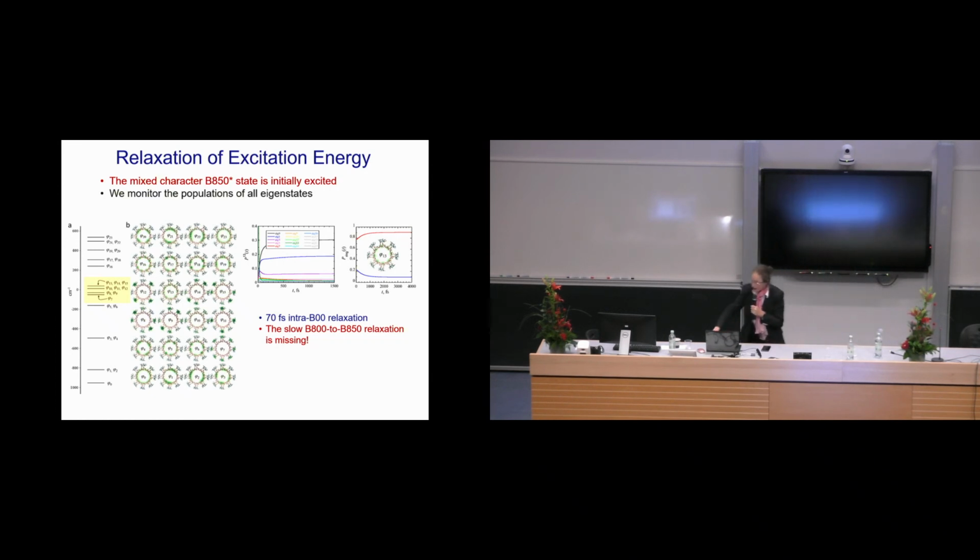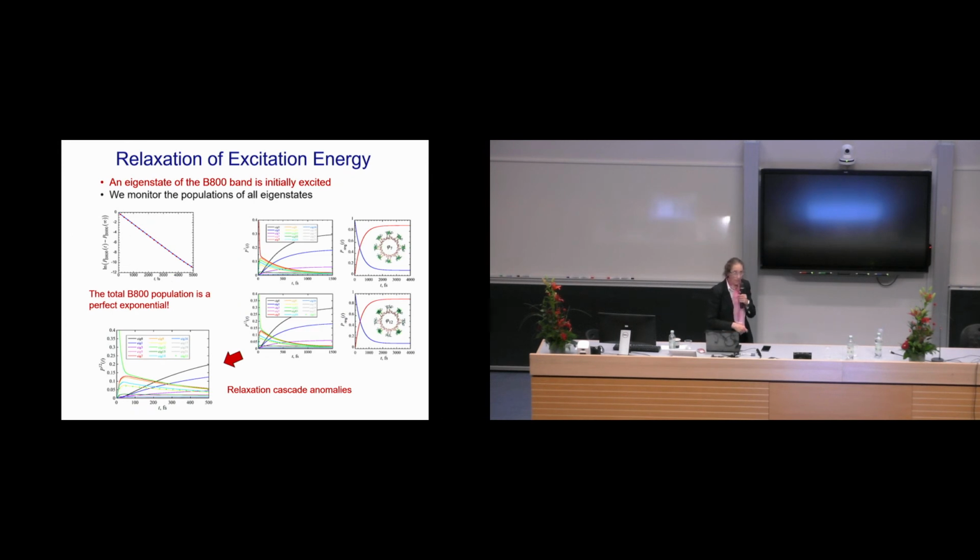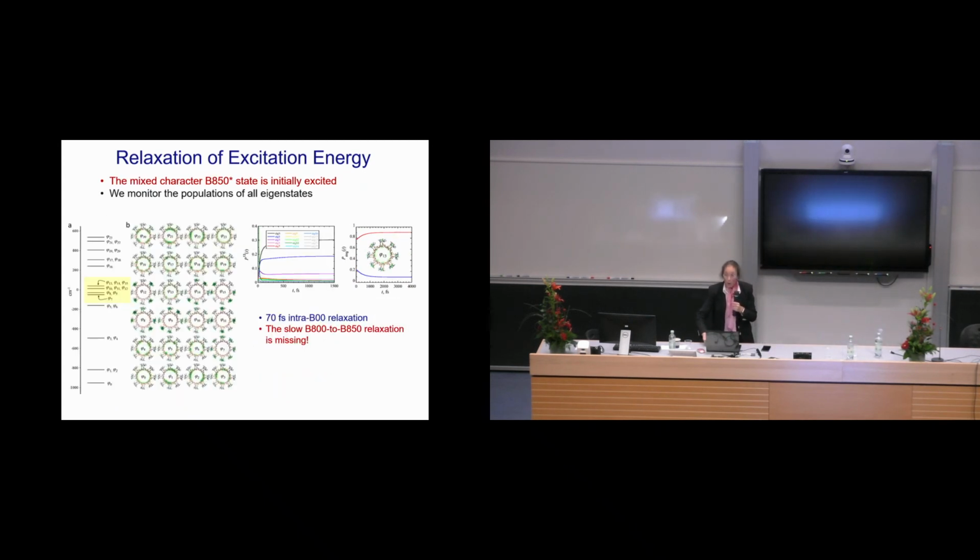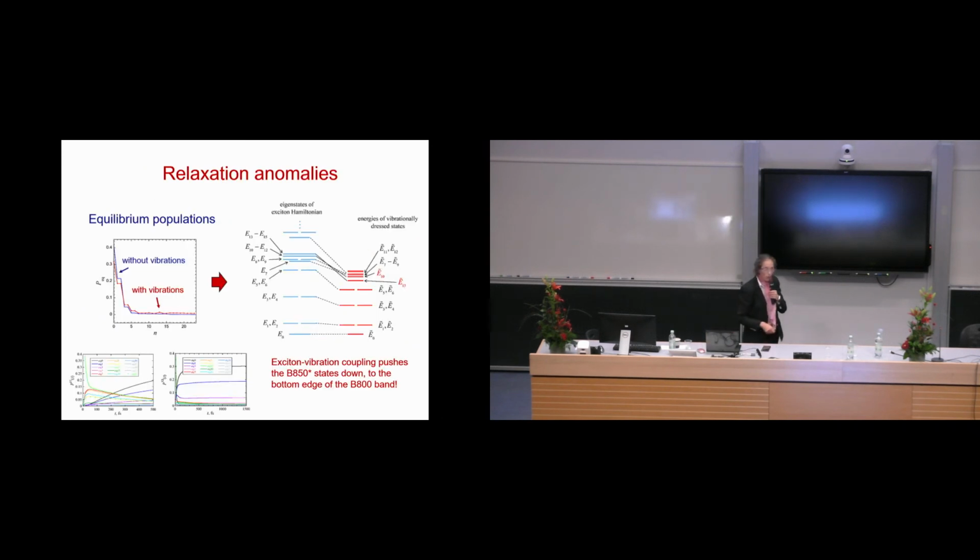Also notice that regardless of what state I excite, the total population follows a perfect exponential curve. Here's the log scale. So why is this? Why are these anomalies observed? It turns out that if I look at the populations at equilibrium and plot them on a log scale, in the absence of vibrations, I get a monotonic dependence on the quantum number because the Boltzmann factor decreases monotonically with energy. But when I include vibrations, I see these anomalies.